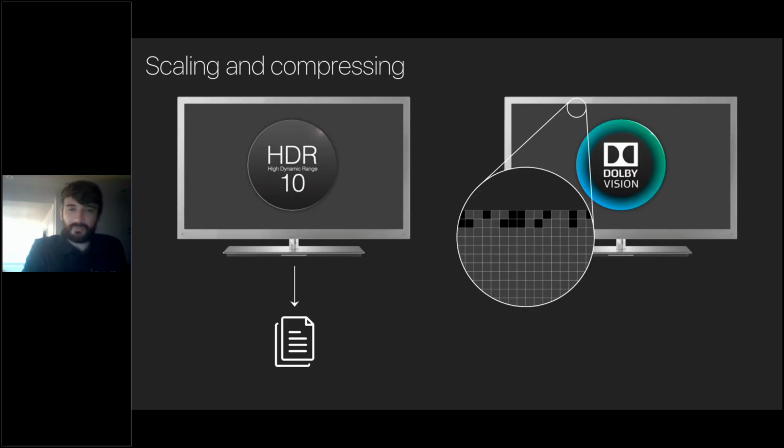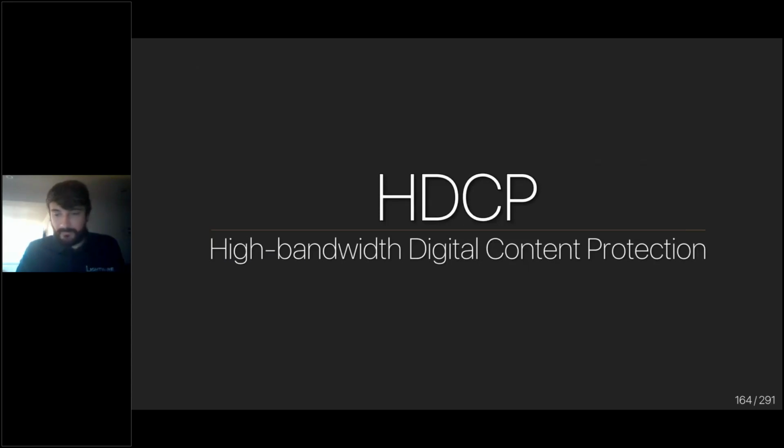So that can be one of the considerations if you're thinking about deploying a Dolby Vision system. Maybe it's worth comparing the uncompressed and testing the compressed version and seeing if it actually produces the same results. Cool. Before we move on to HDCP, are there any questions on the whole HDR side of things?